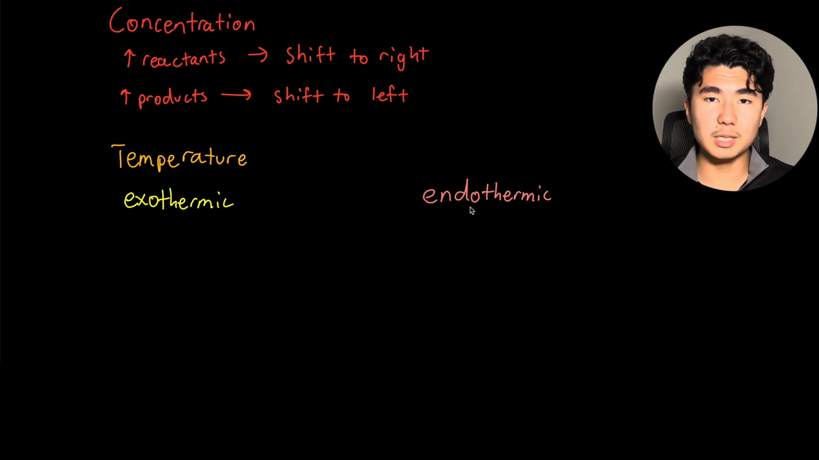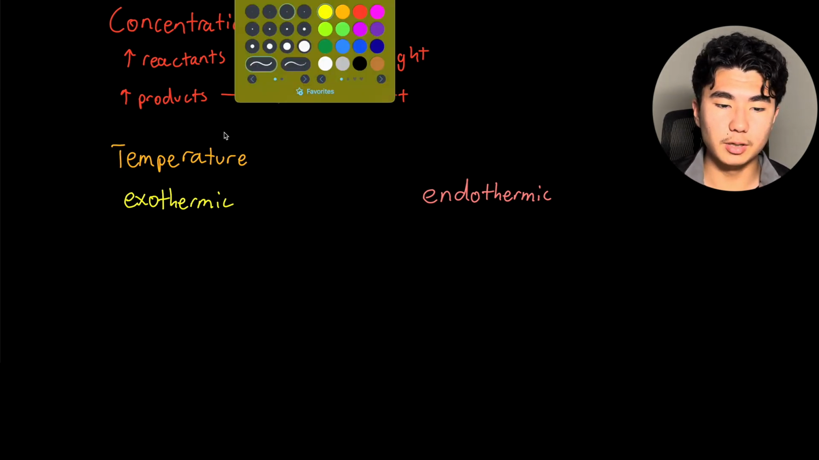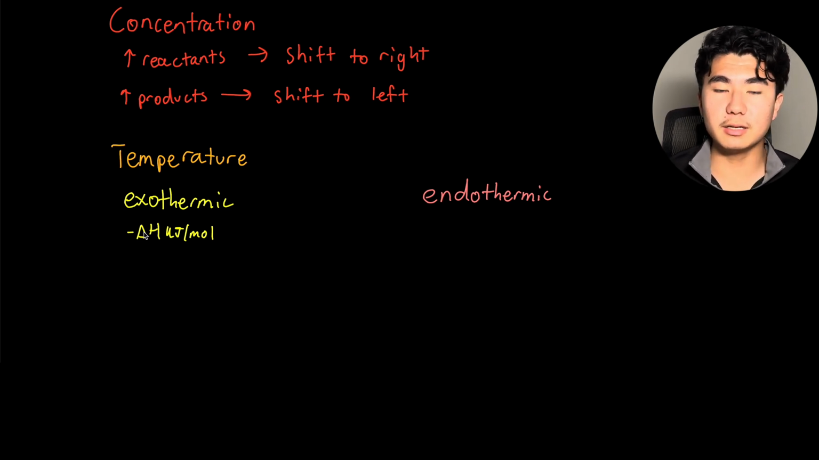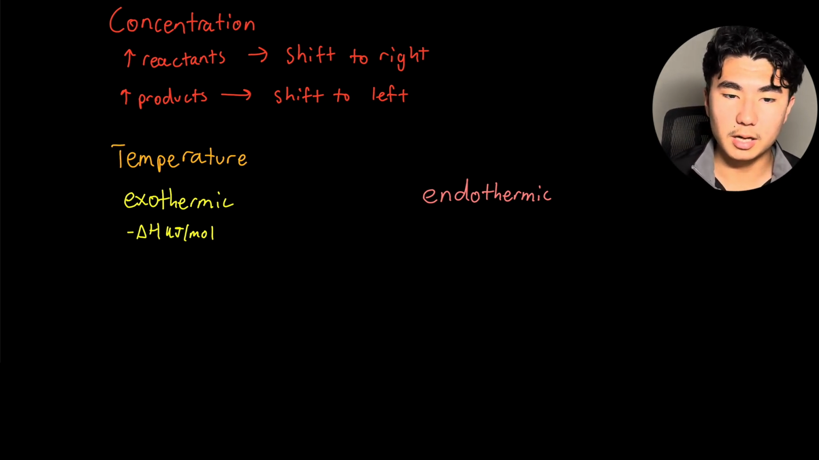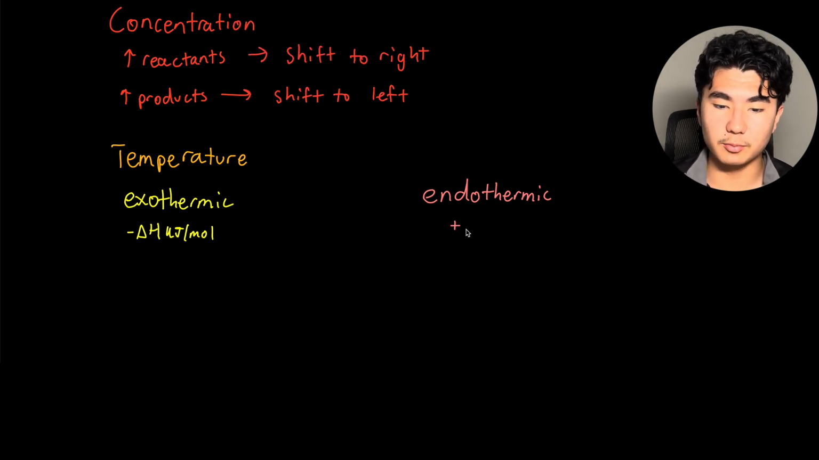So that's like the simplest way of understanding it. And we really have to know if it's exothermic or endothermic in order to know how temperature affects it. So exothermic reactions are always going to end up as a negative enthalpy. And let's just put kilojoules per mole, so our units are going to look like this. If it's negative, then it's going to be exothermic. But if it is endothermic, then we're going to have a positive enthalpy.